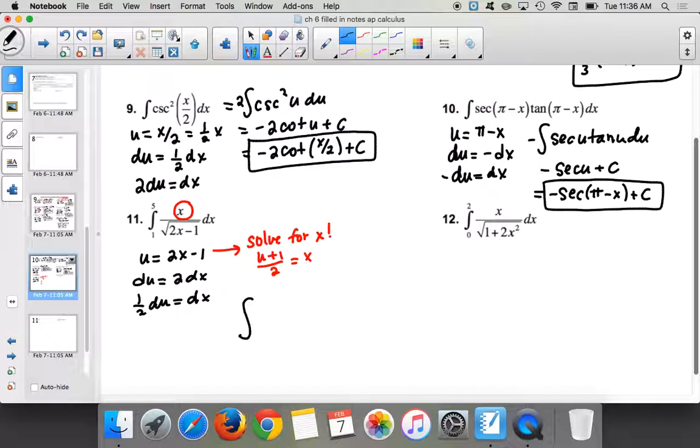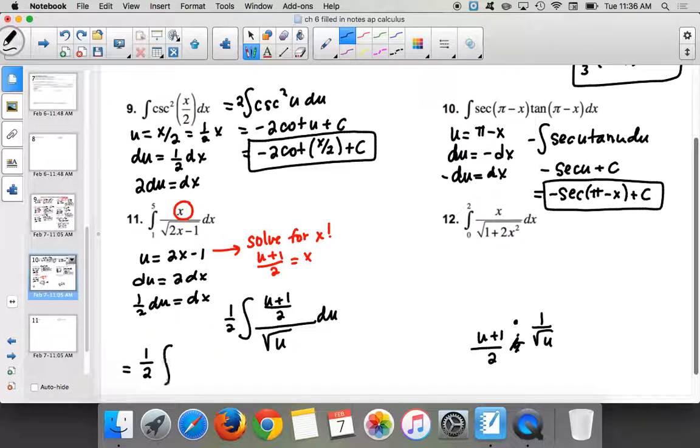So when I do this, my x is replaced with u plus 1 over 2. My bottom part is the square root of u. My dx is replaced with 1/2 du. It looks kind of messy for a second, but we're going to clean it up. If I have u plus 1 over 2 divided by the square root of u, doesn't that become times 1 over u to the 1/2? Does that make sense? So when we rewrite, I'm going to have my 1/2, and then my u plus 1 over 2, and then times 1 over u, so that u to the 1/2 is on the bottom still.